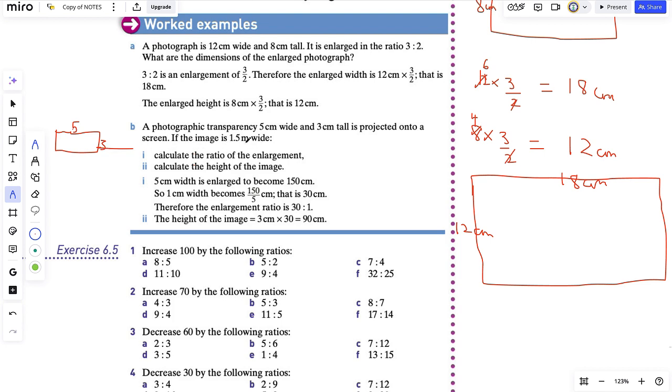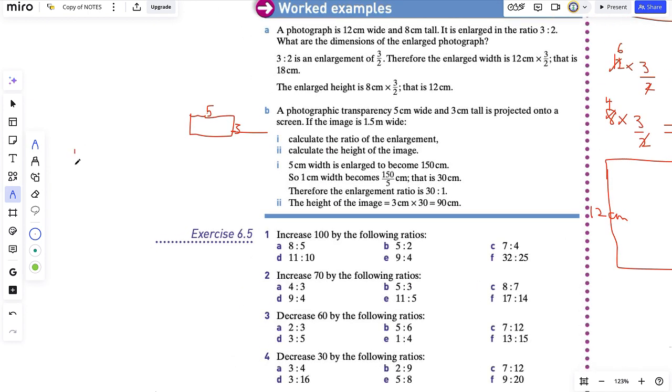If the image is 1.5 meter wide, now you can see the image, so you have to convert 1.5 meter to centimeter. To change meter to centimeter, you multiply by 100, become 150 centimeter, right? So the image is 150 centimeter wide. The image is very big, not 5. Because they must be the same unit.